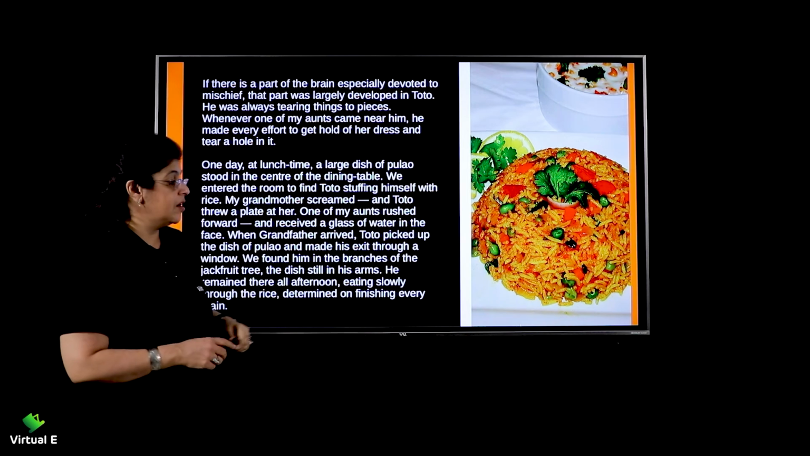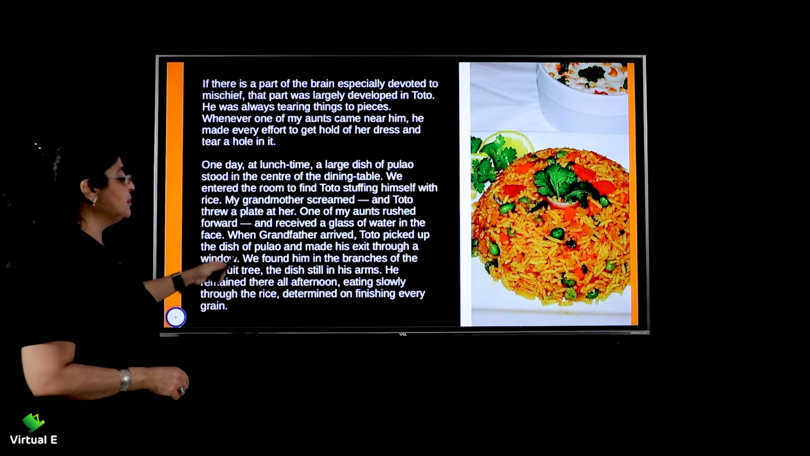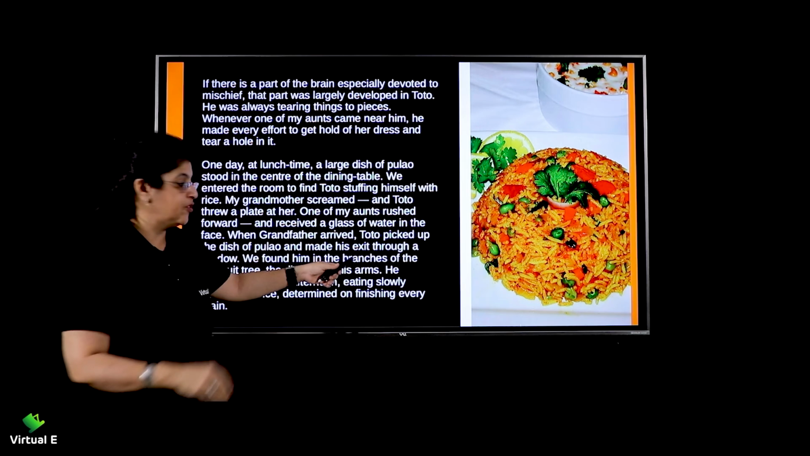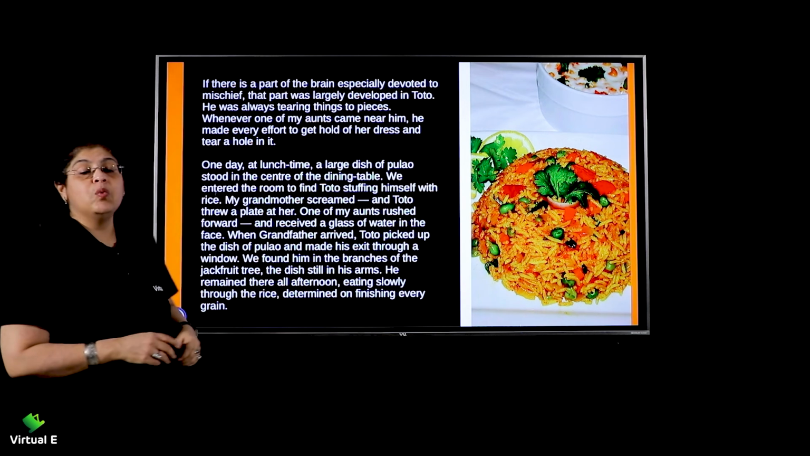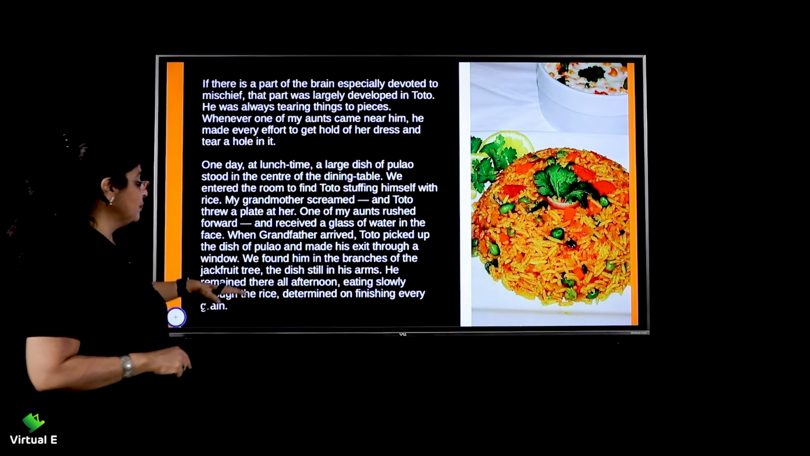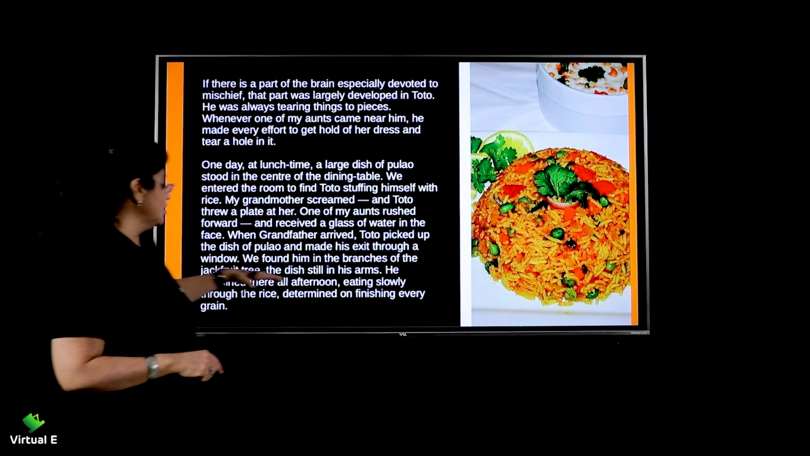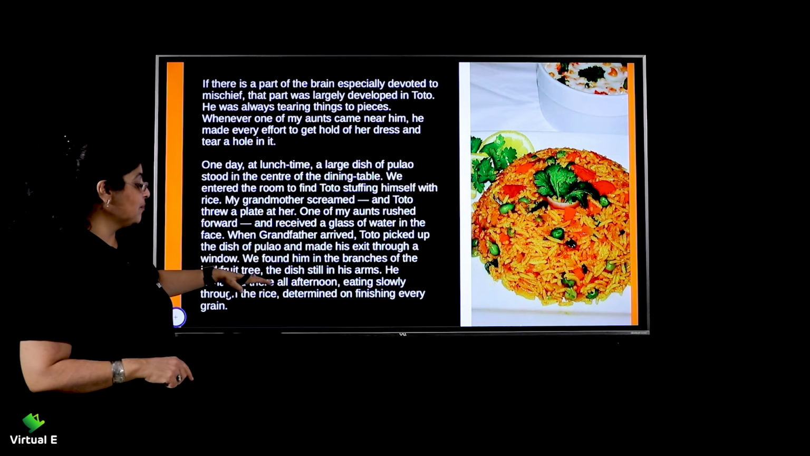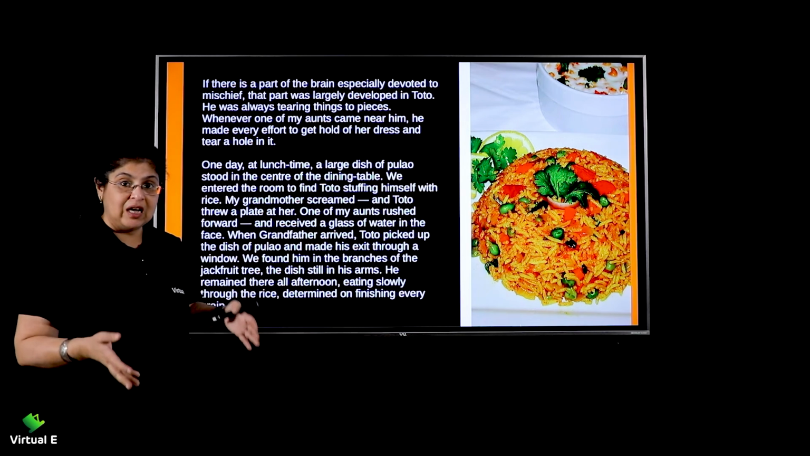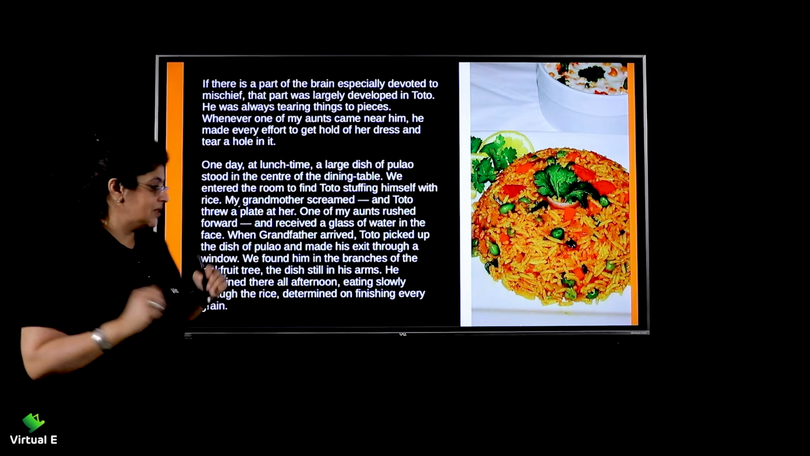When grandfather arrived, Toto picked up the dish of pulao and made his exit. He ran away from there through a window. He took that plate of pulao and he went from the window. We found him in the branches of the jackfruit tree, the dish still in his arms. That plate of pulao, that whole thing was still in his arms.